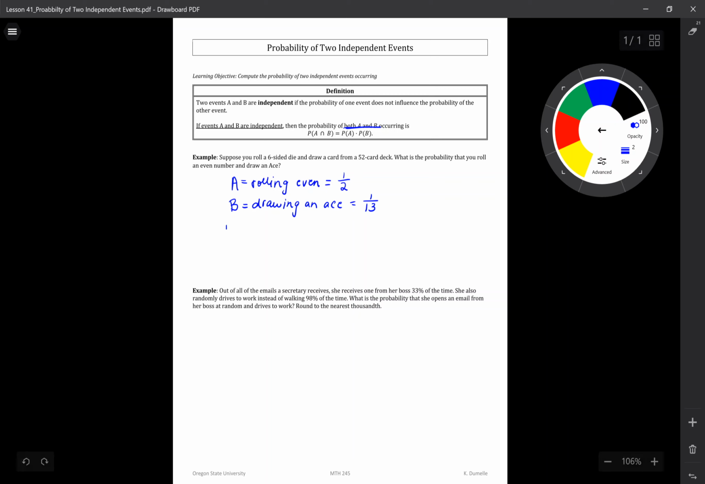So the probability that I roll an even number and draw an ace is equal to 1/2 times 1/13, which is 1 over 26.